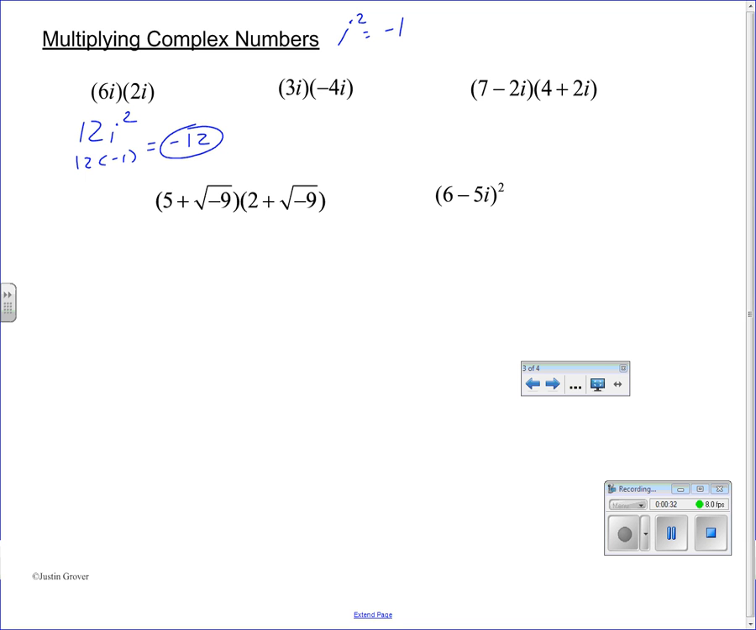3i times -4i would be -12i squared, but that turns to +12 because -12 times -1 is +12.